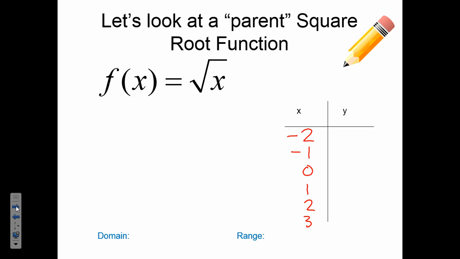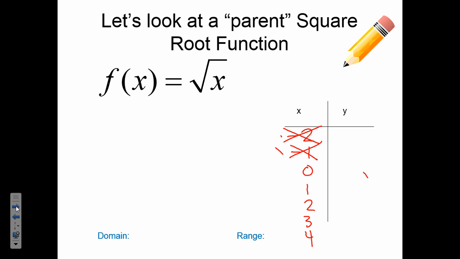Now when I go to plug in these values, watch what happens. If I take negative 2 and I plug it in, can I square root a negative 2? No, it's not real. It's imaginary. You can't square root a negative number. So that can't be a value that I use in a table. Same thing if I plug in negative 1. I can't use that one in my table. The very first one that I can plug in is 0, because I can square root 0.